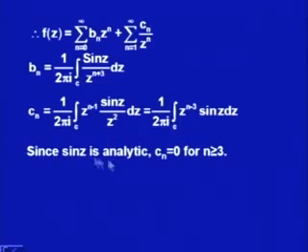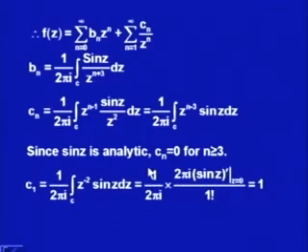Since sin z is analytic, c_n is equal to 0 for n greater than or equal to 3. So, if n is greater than or equal to 3, these terms will not appear, and all c_n's will be 0 for n greater than or equal to 3. So, we need to calculate only c_1, c_2; c_3 etc. are going to be 0.